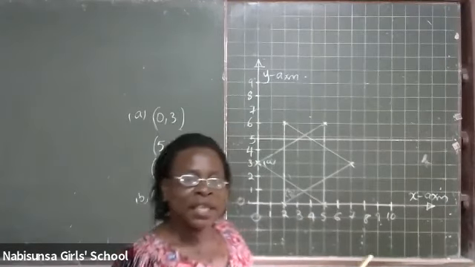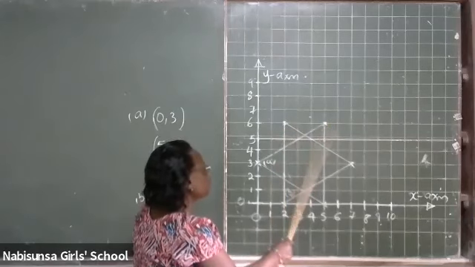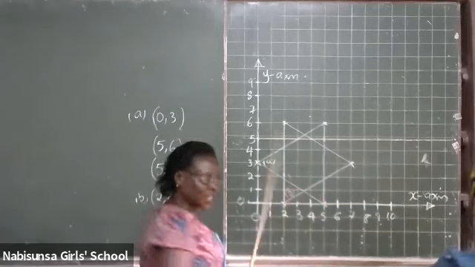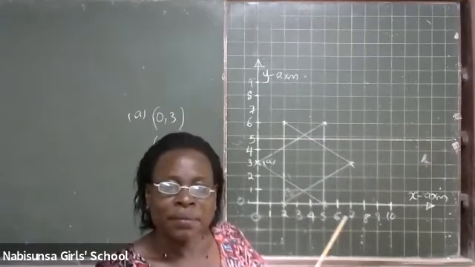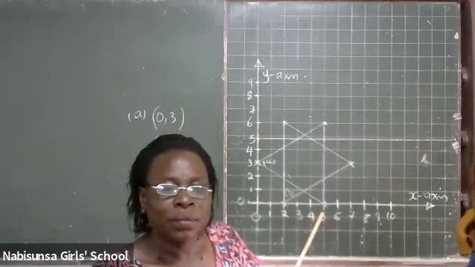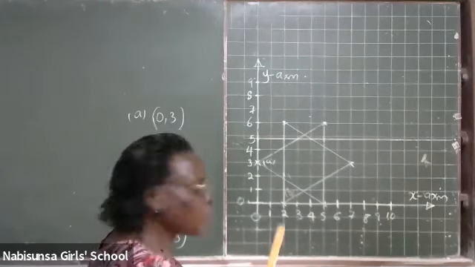A 6 point star. We have 1, 2, 3, 4, 5, 6. I think she's correct. Teacher, excuse me, I did not understand when we are plotting 5, 0.